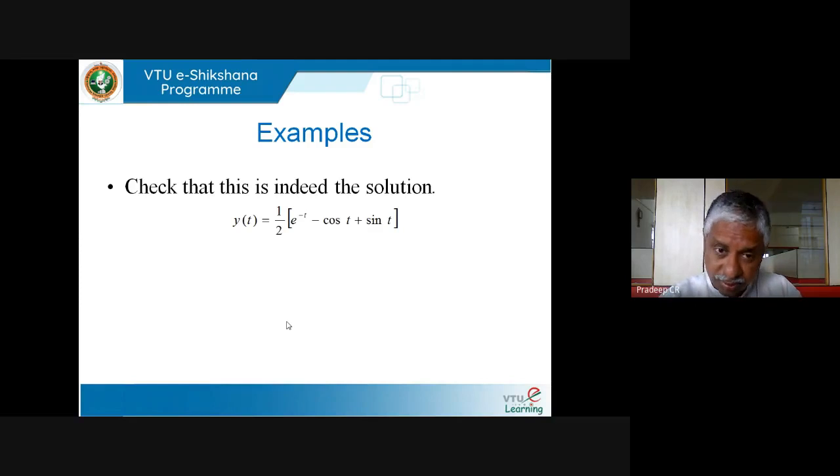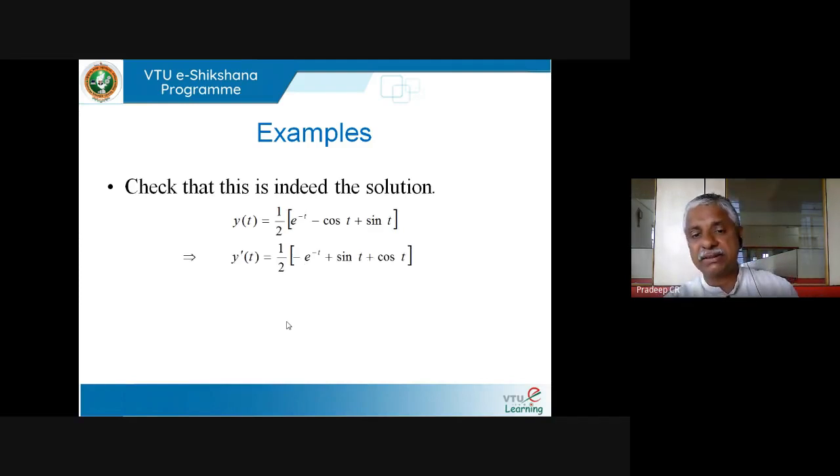So indeed, to check that this is a solution, all I have to find is y dash t. That's very easily done term wise. Half is anyway constant outside. Derivative of e power minus t is minus e power minus t. Derivative of minus cos t is plus sin t. Derivative of sin t is cos t. Now you add these two.